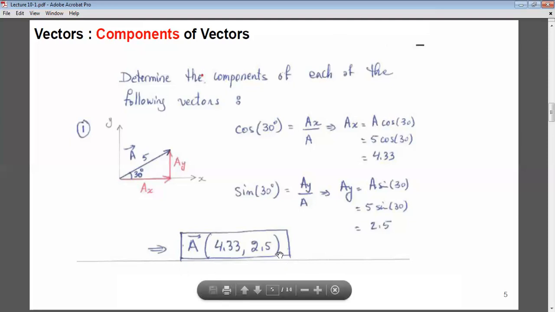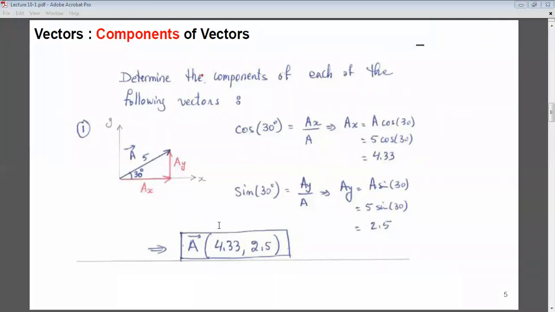Now we have 2 axes. So I have X component and Y component. So this is AX and this is AY. Okay. This is vector A.